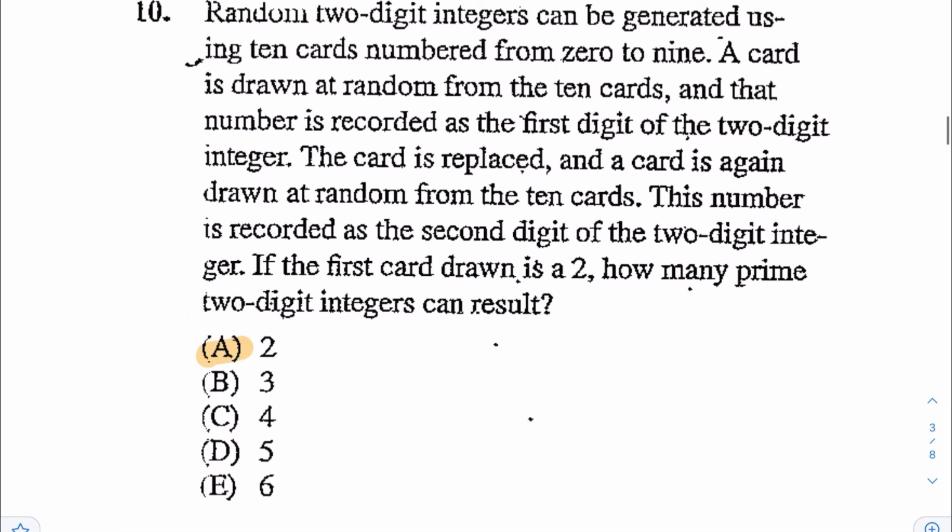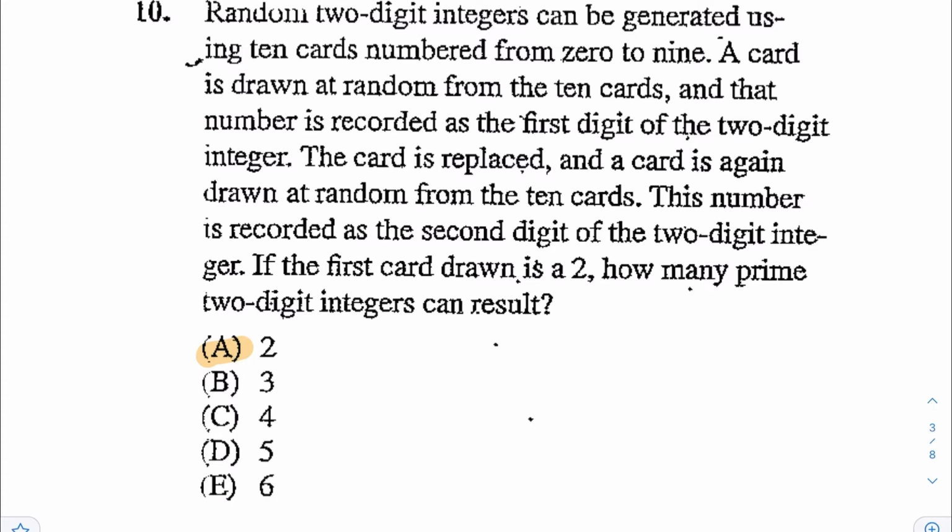All right, next for number 10. Random 2-digit integers can be generated using 10 cards numbered from 0 to 9. A card is drawn at random from 10 cards. That number is recorded as the first digit of the 2-digit integer. The card is replaced, which means put back in the deck, and the card is again drawn at random from 10 cards. And this number is recorded as the second digit of the 2-digit integer. The first card drawn is 2. How many prime 2-digit integers can result?